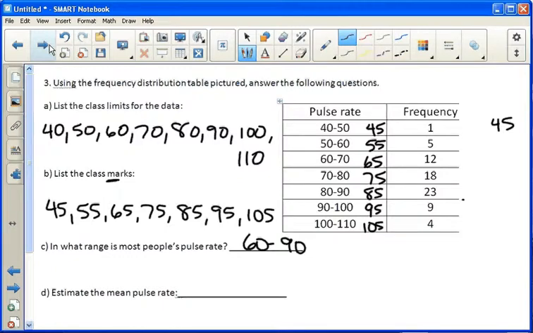12 times 65. 18 times 75. 23 times 85. 9 times 95. 4 times 105. Now we add all those together. 45 plus 275 plus 780 plus 1350 plus 1955 plus 855 plus 420.